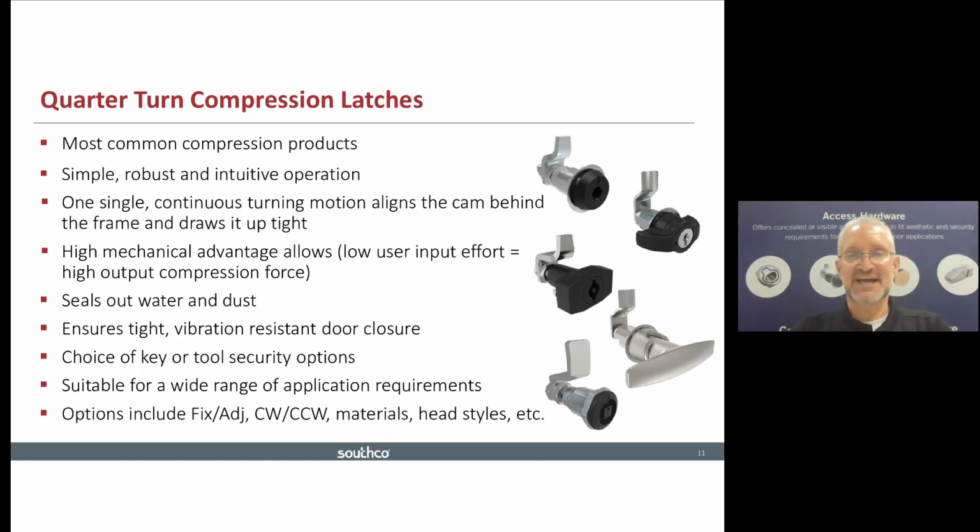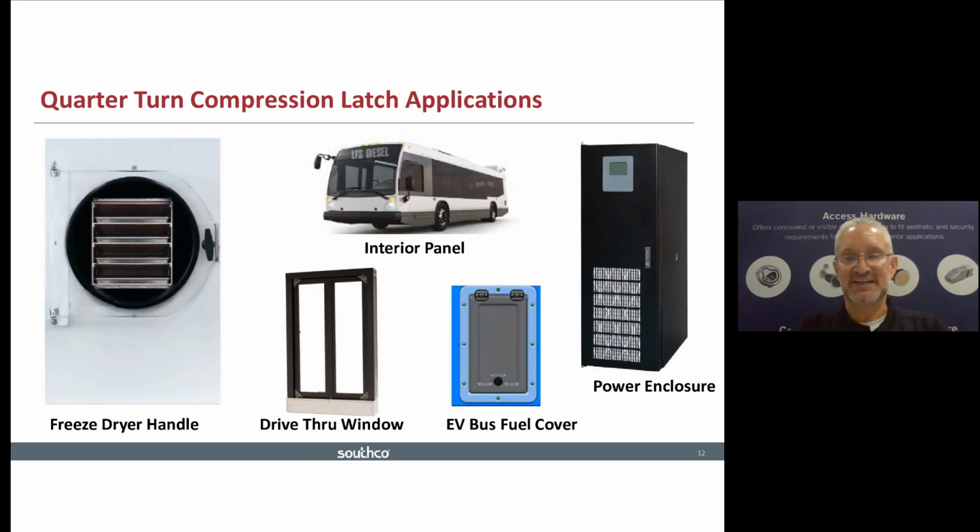Okay, in the next 2 slides, we're going to show some pictures of common applications that you might see a quarter-turn compression latch on. The first application on the left is a large freeze dryer, and you can see to the right of the access hatch, there's a mounted T-handle compression latch, which allows the user to grab it very simply and open without the need to worry about high security. You also see a bus up above there, and know full well that compression latches are very popular on the inside and outside of buses because there's a lot of moving and shaking parts.